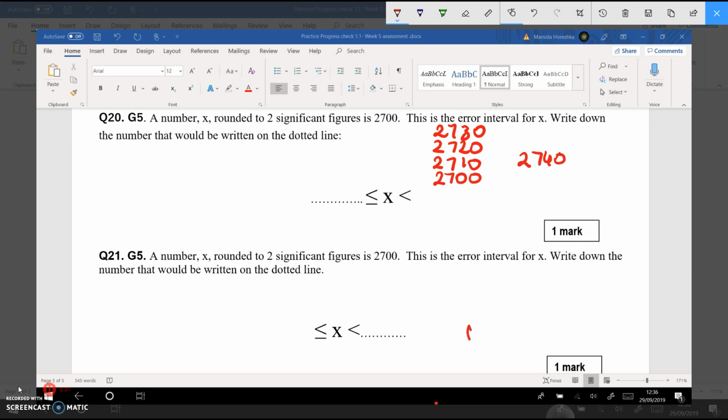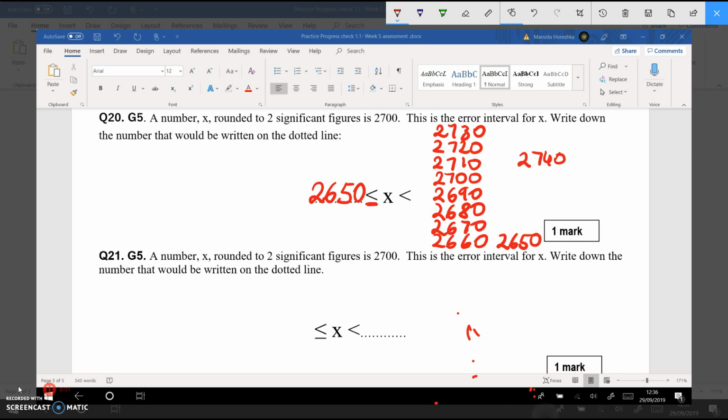or it could be numbers lower than 2700, such as 2690, 2680, 2670, 2660, or 2650. So the lowest possible value would be 2650, because it's got to include that number. It's got to be equal to it.